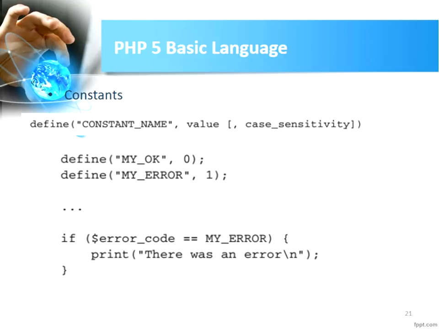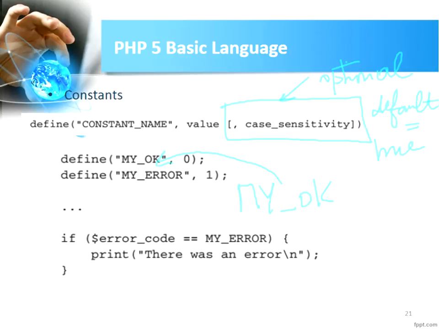We can define constants in PHP 5. So here we write define, constant name, value, case sensitivity. For example here, case sensitivity, the third element here, is optional, and the default is true.